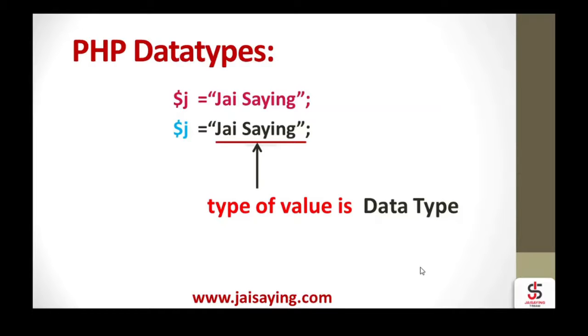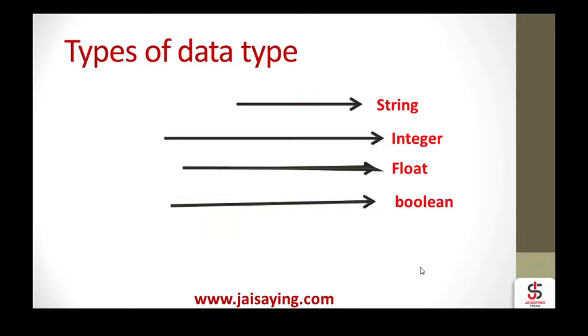what the types of data types are, and what the use of a data type is. This type of value is called a data type. So how many types of data types are available? There are many types of data types available. I'll tell you all the names of the data types. Basically string data type, integer data type, float data type, I am going to tell you.